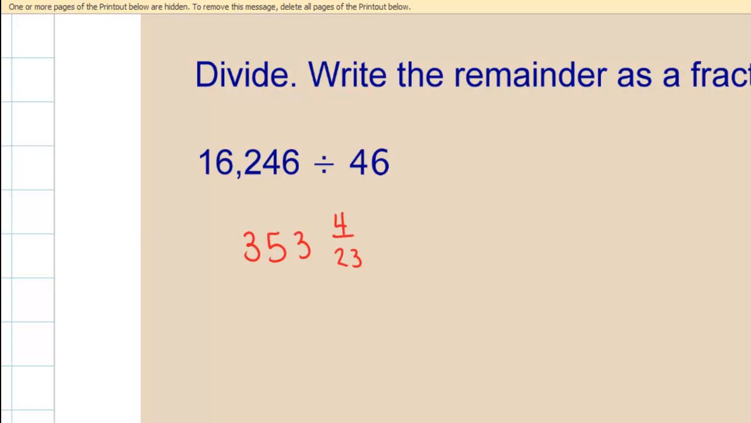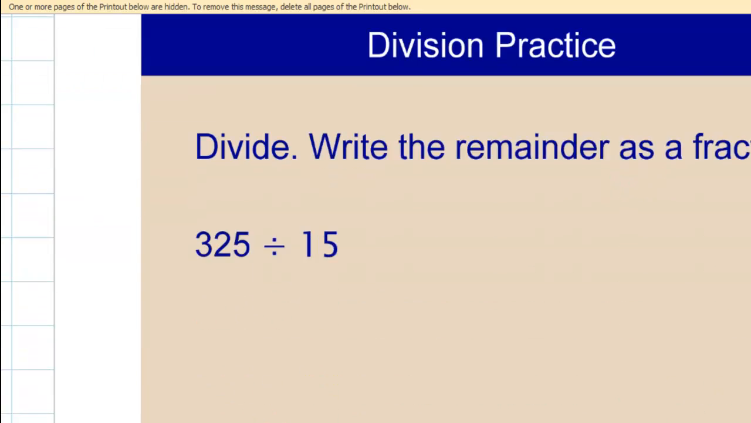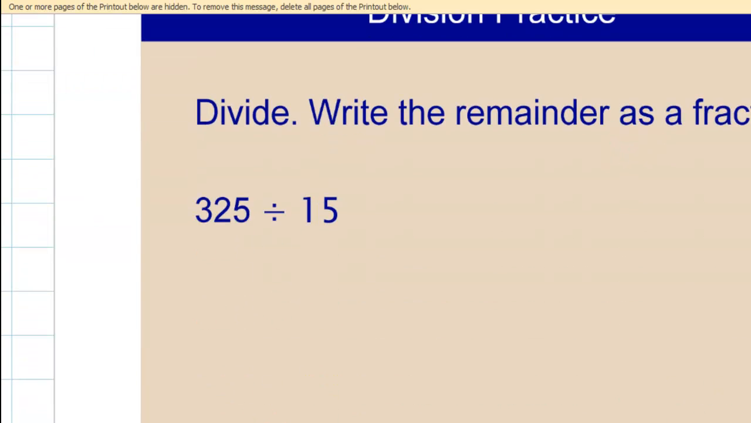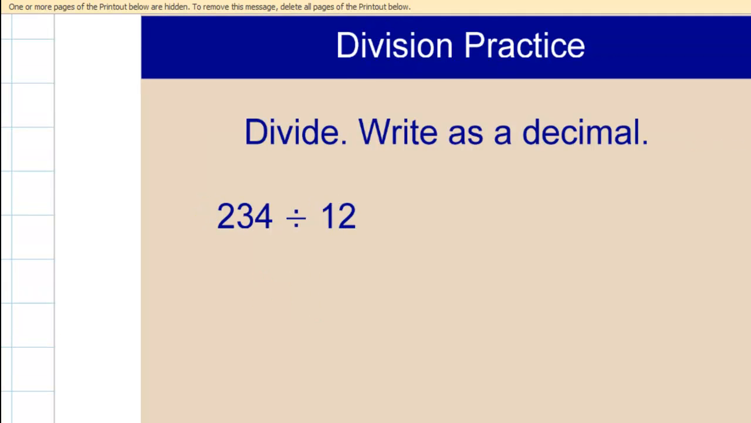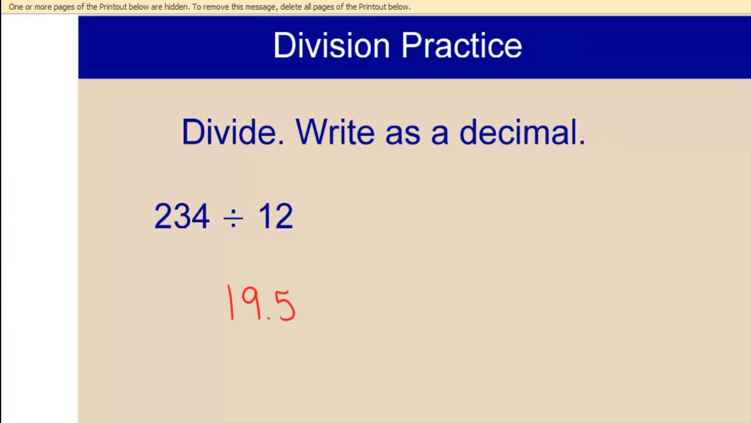Now let's go ahead and try the next problem. Again, write the remainder as a fraction. After showing your steps, you should end up with 21 2/3 as your answer. Now I'd like you to divide this and write your answer as a decimal. Your answer should be 19.5.